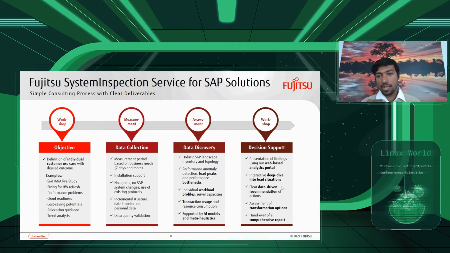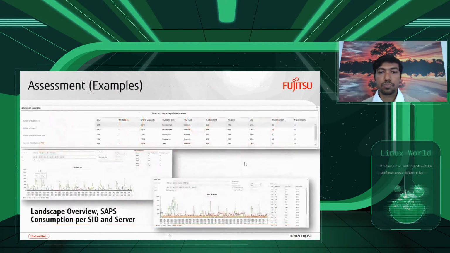Ideally speaking, we want to ensure that the peak loads are captured, be it on month end or be it annual peaks, because then you can really get insights from this to develop the overall solution design as we go forward. The whole idea is to be able to support the whole decision-making process. And the system inspection service gives you a web-based portal where you can deep dive into the load scenarios and make data-driven recommendations as well.